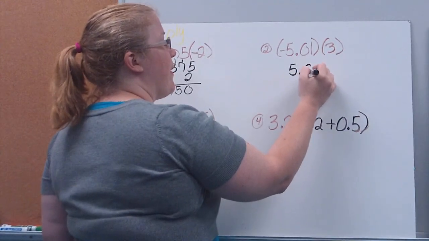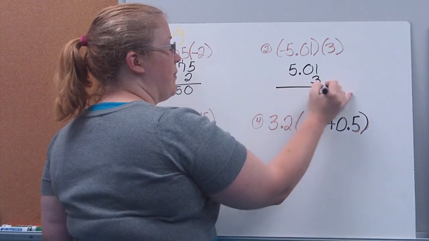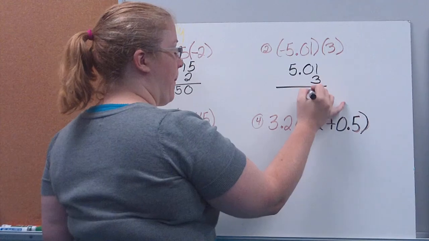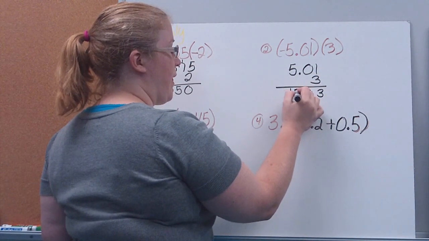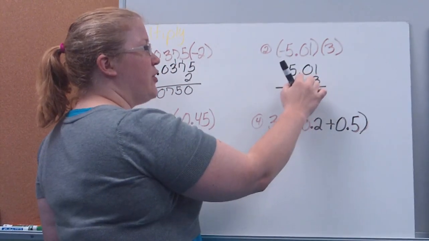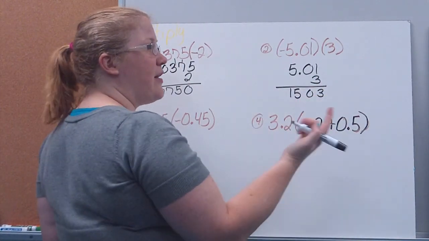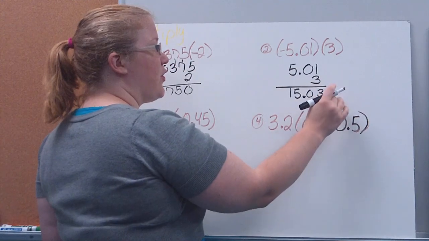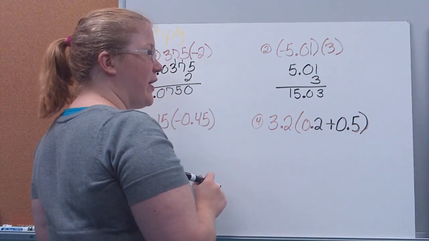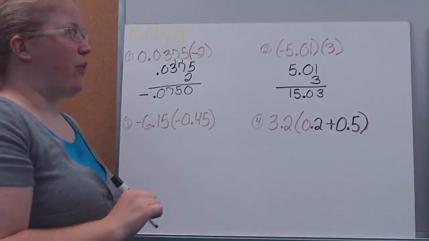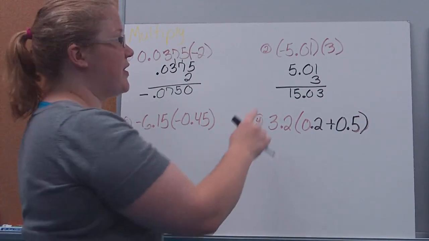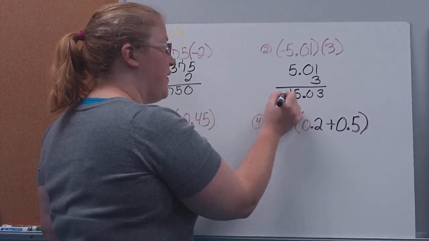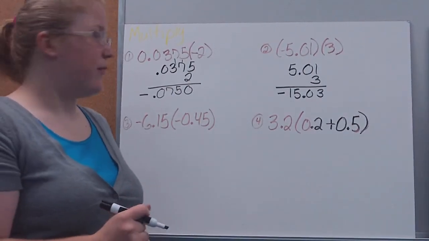Again, right now, just worry about your digits and doing the multiplication. What you'll notice is I have 2 decimal places in the top, and again, none in the bottom is a whole number, so I need 2 decimal places here. Start over on the right and count over 2 decimal places. 15.03. Then go back, we'll figure out our sign. Again, I have 1 negative, so my answer is negative.